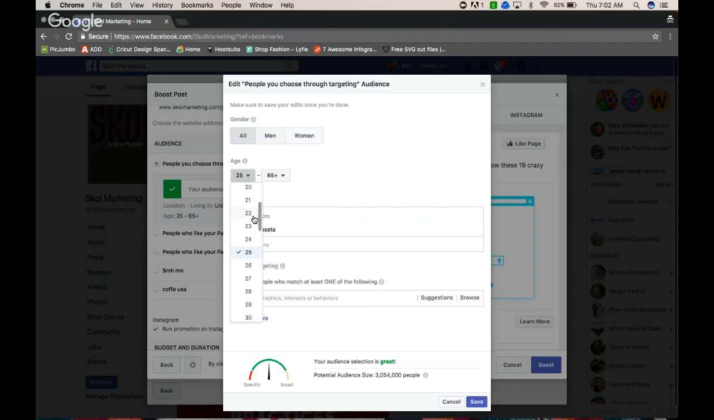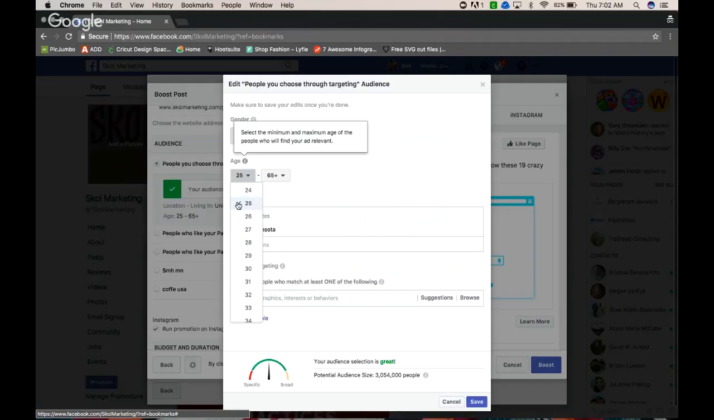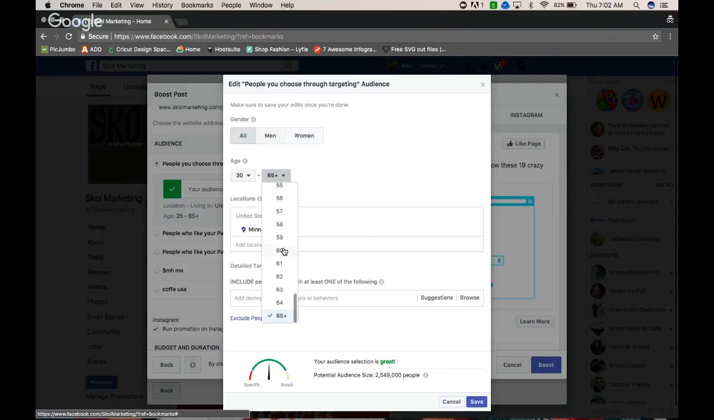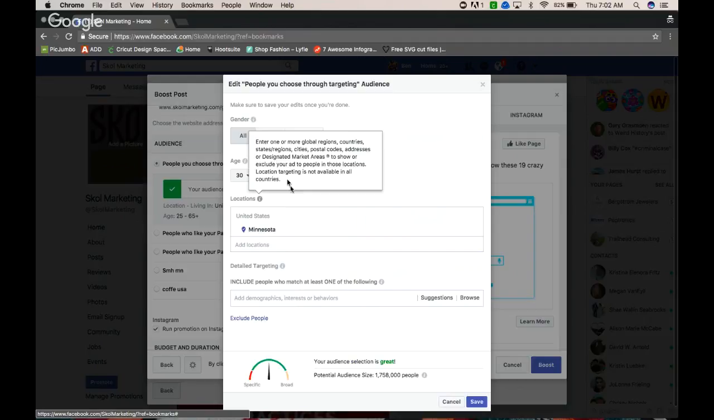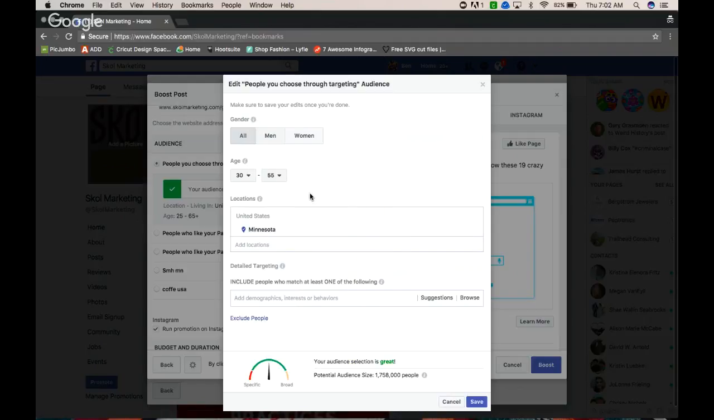Same thing with age. We can go all the way down to 13 if you'd like, because that's the lowest age that you're required to be in order to have a Facebook page. Or you can go all the way up to 65 plus. So you can fit within your demographic. So again, let's go after all men and women, and let's do 30 to 55. So this is only going to show to people that are within that age of 30 to 55.